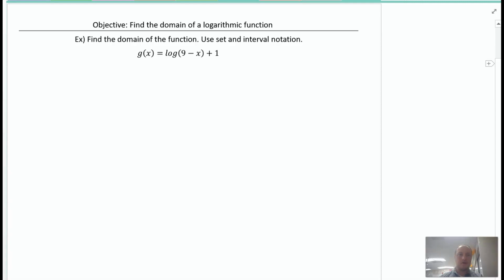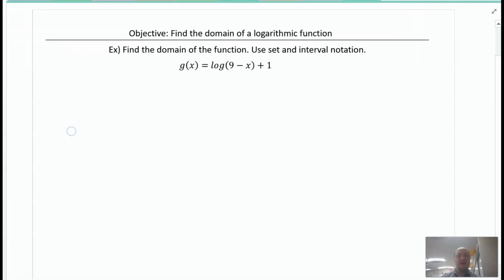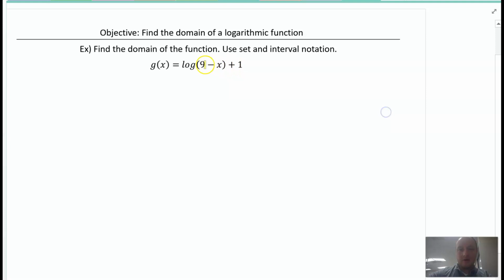So here is our next example. Find the domain of the function. Use set and interval notation. Okay, so step 1, take the argument, and again, the argument is the inside, what our input is, and we'll set it greater than 0. So 9 minus x is greater than 0, and we're going to go ahead and solve. So I'll subtract 9 on both sides, and we get negative x is greater than negative 9.